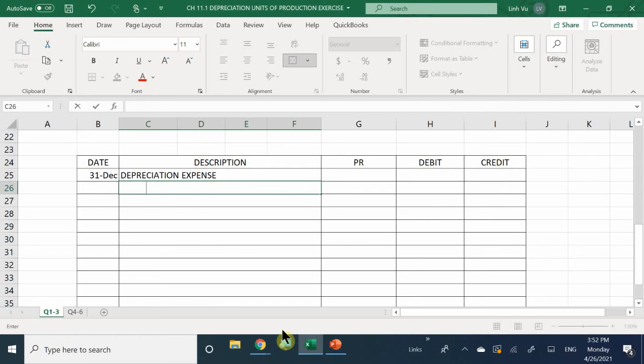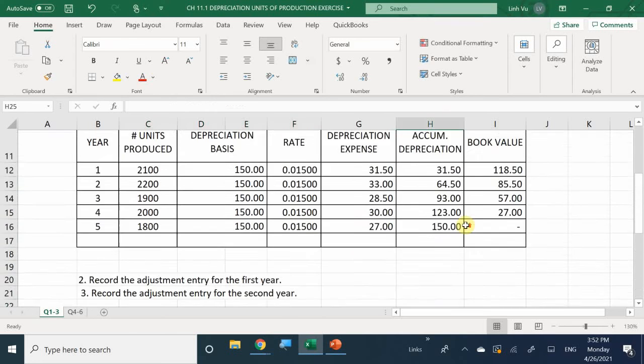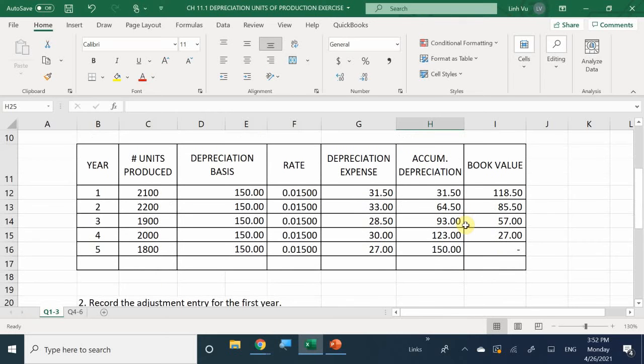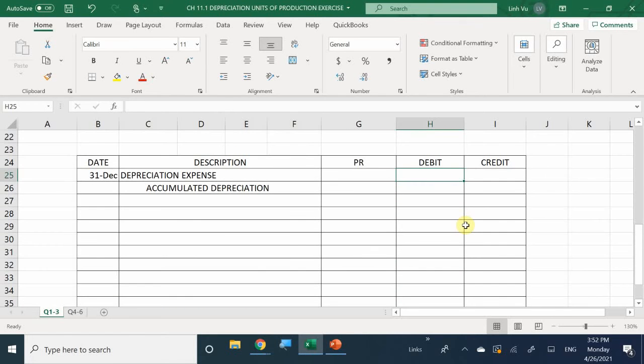We're not directly taking it off from the asset itself because we can't do that. So, accumulated depreciation. Okay, good. For how much? What was my first year's depreciation expense? $31.50. Okay, so therefore $31.50 is going to be my accumulated depreciation.